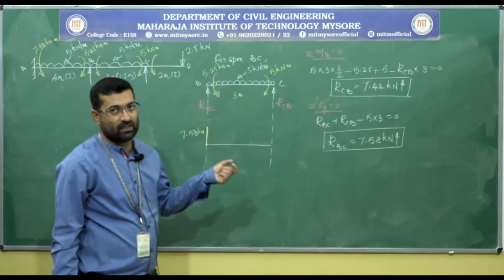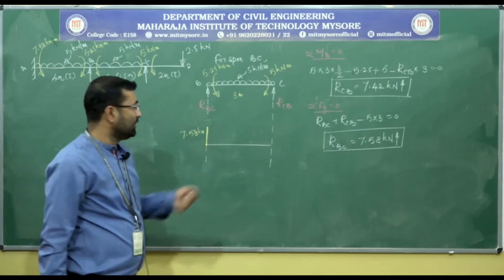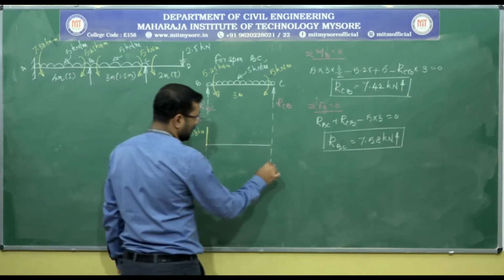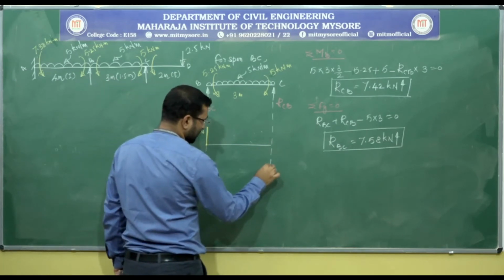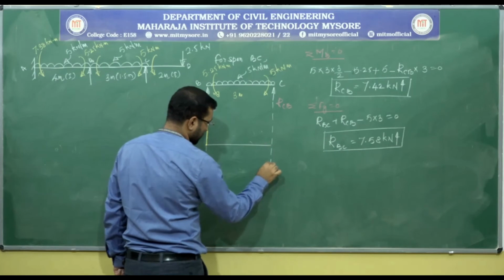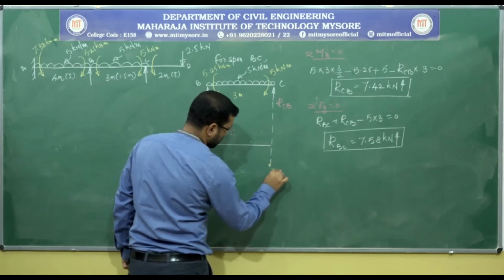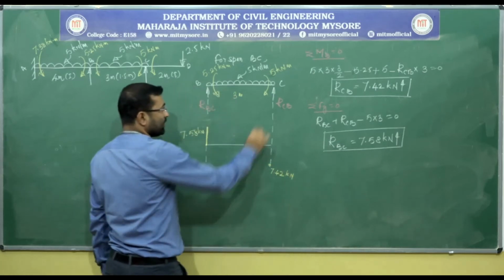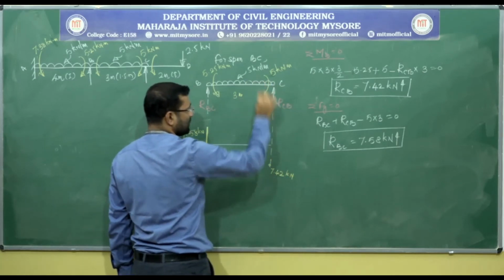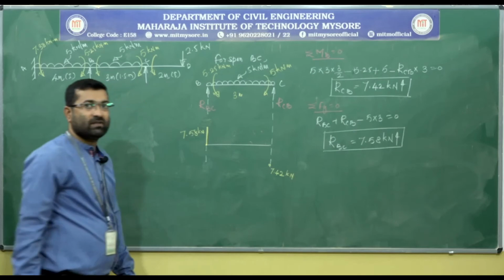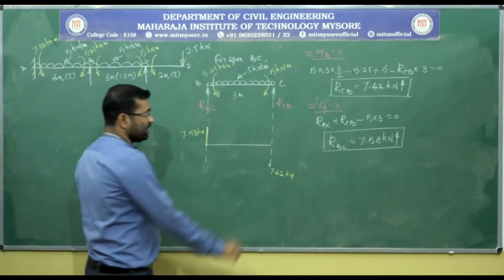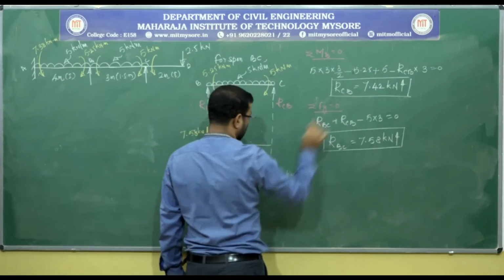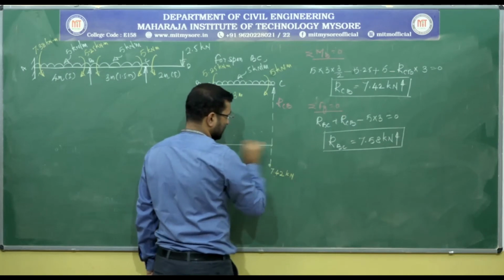Then the value will be negative, minus 7.42. As it is negative value, I have to mention it on the negative side, somewhere here, 7.42 kilonewton. So at C point we have one more reacting force, that is RCB, which is positive. So minus 7.42 plus 7.42, it will be 0.